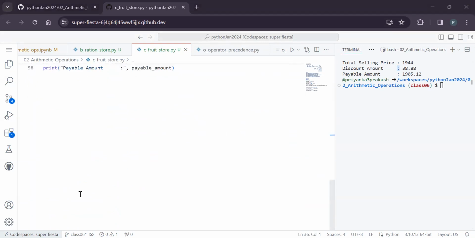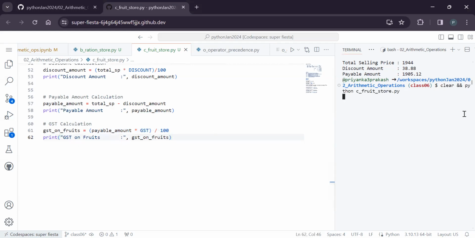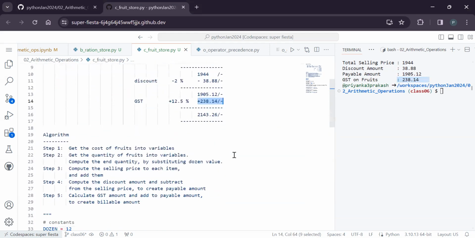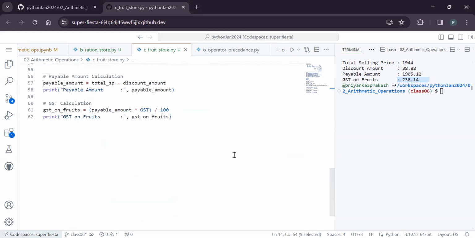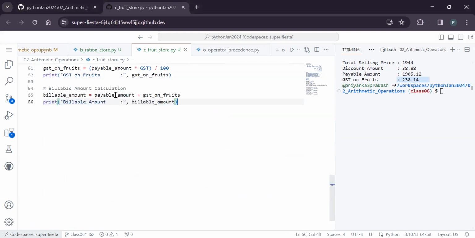So if I say GST, you got it. The GST is payable amount into GST divided by 100. So if I calculate the GST, I got 238. You got 238? So fine. And we need to add this GST. So payable amount plus GST, if you add, you will get the total billing amount.